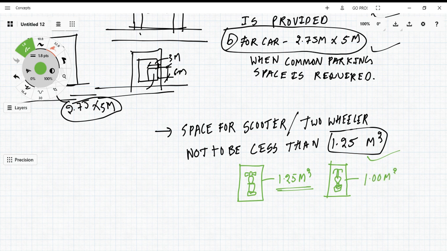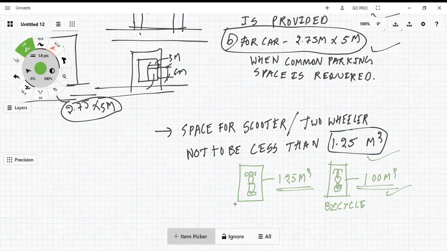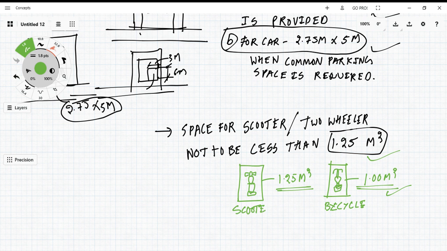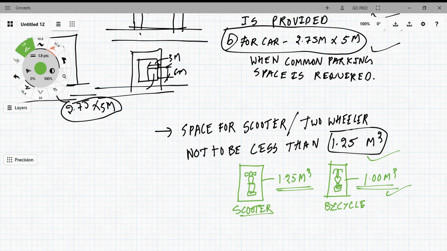Please remember, guys, don't forget. This is most important for bicycle. For a two wheeler, for a motorbike, that means scooter, it is 1.25, and for a bicycle, it is 1 square meter. Guys, please remember. Don't forget.